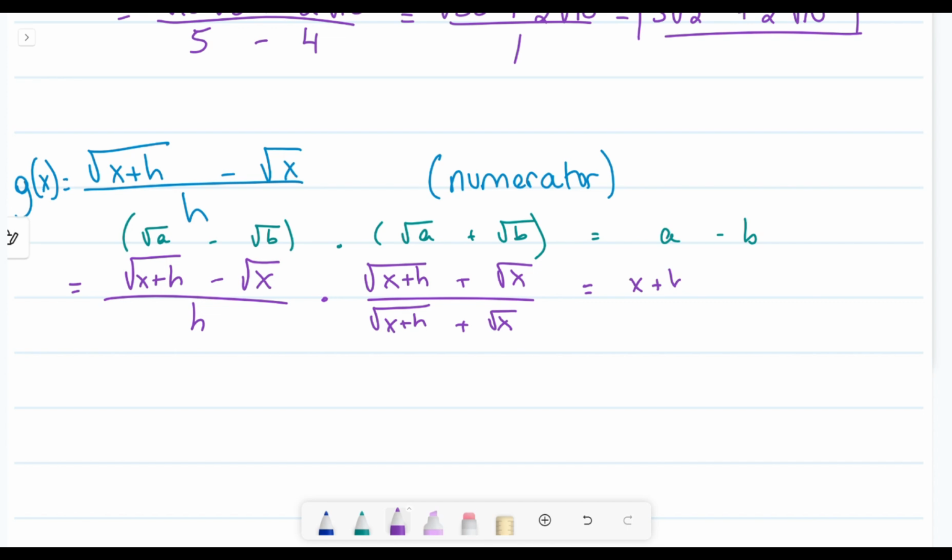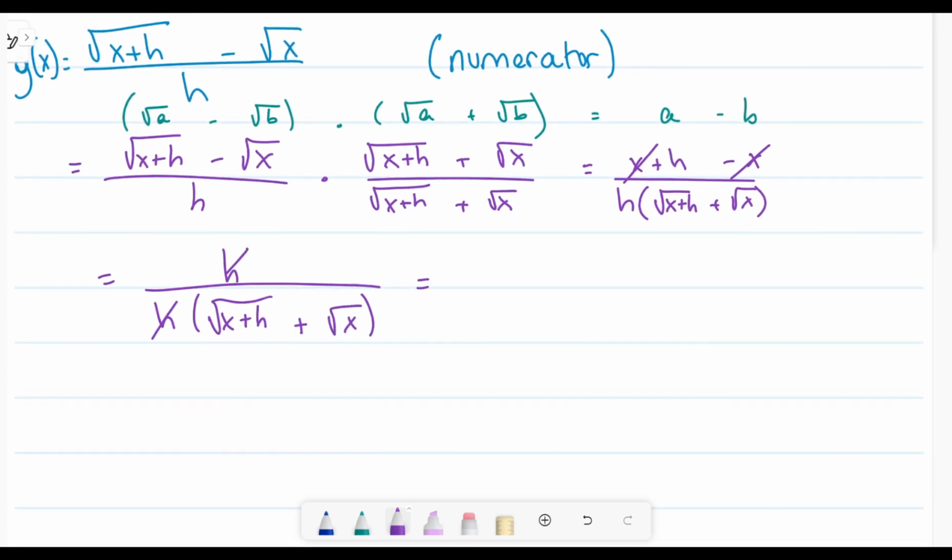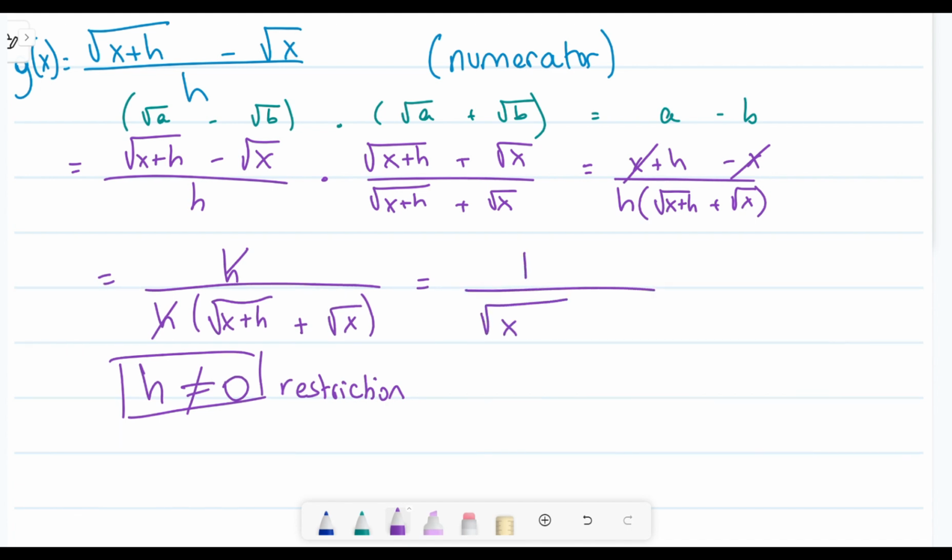So we will get x plus h minus b, b is x, divided by h times the square root of x plus h plus square root of x. So on the numerator, we cancel out x minus x. We get h divided by h times the square root of x plus h plus square root of x. We can cancel out the h as long as we take the restriction that h is different than 0. And our final answer becomes 1 divided by square root of x plus h plus square root of x.